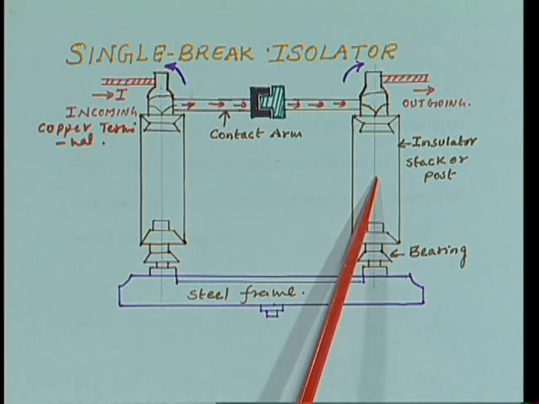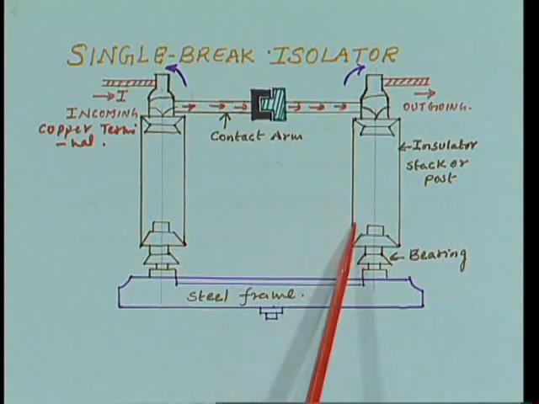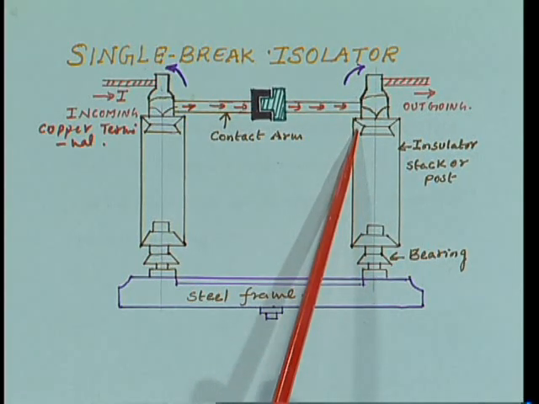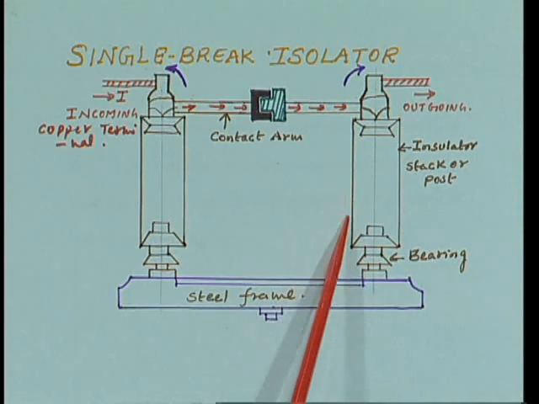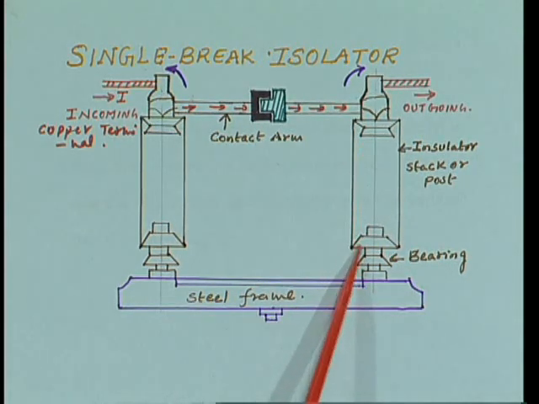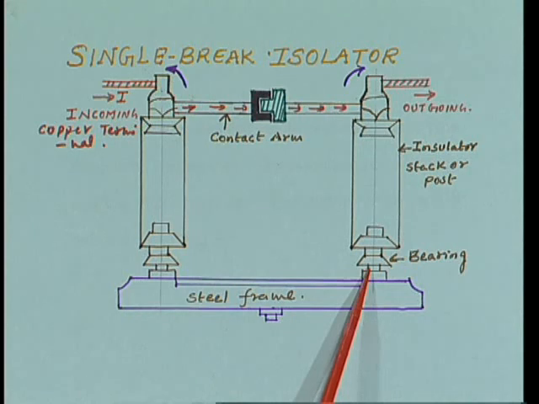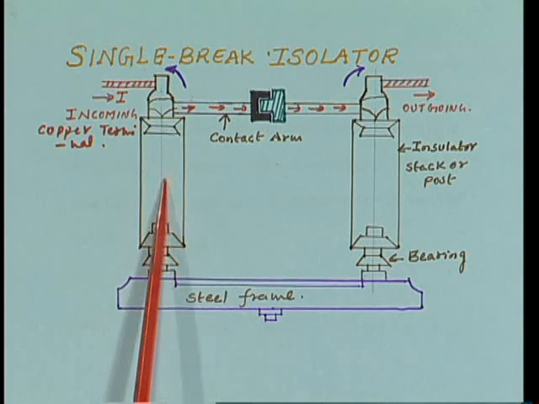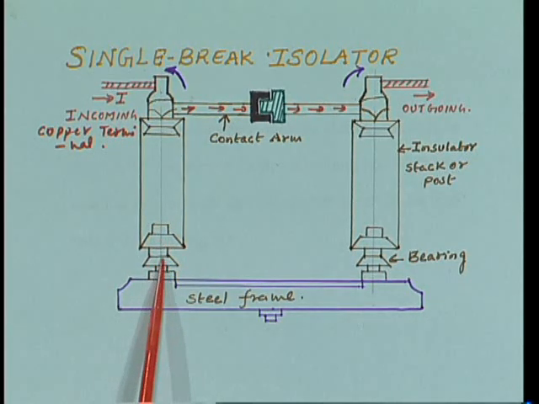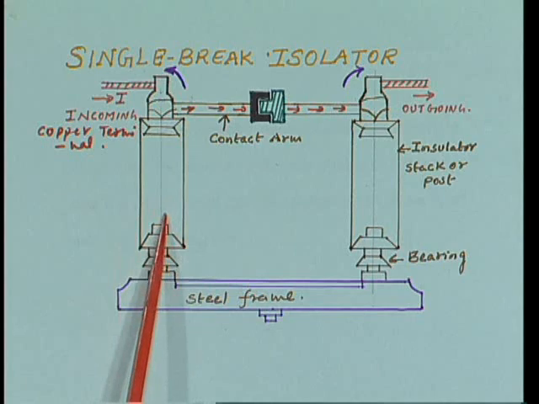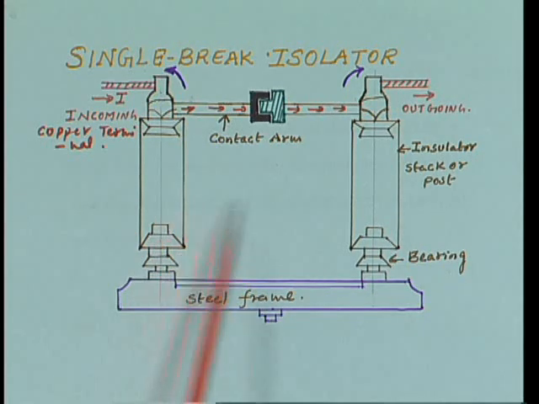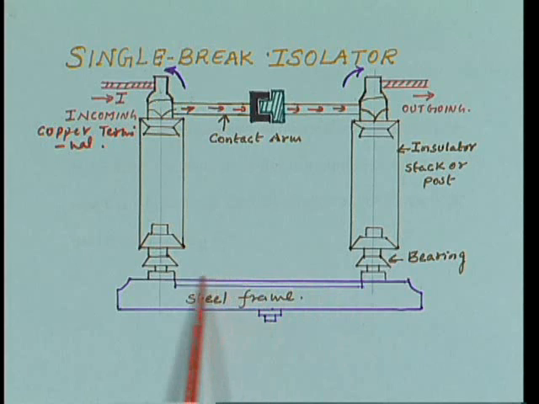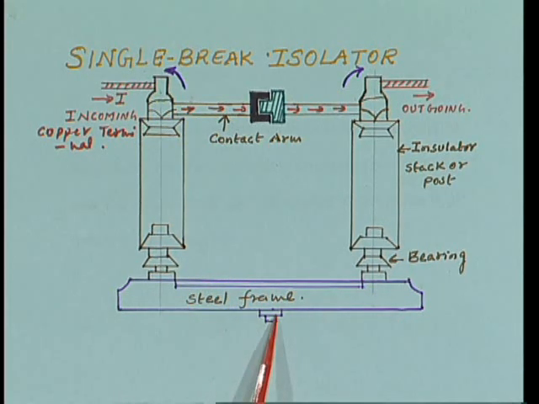These are insulator stacks. Many small insulators are mounted on this, that is why it is named a stack. This insulator stack is mounted on a bearing so that it can be rotated vertically about 90 degrees. Similarly, this insulator is also mounted on a bearing, so this also can be rotated about 90 degrees. And these insulators are mounted on the steel frame, and this steel frame in turn is mounted on the poles, that is MS poles or I section poles.